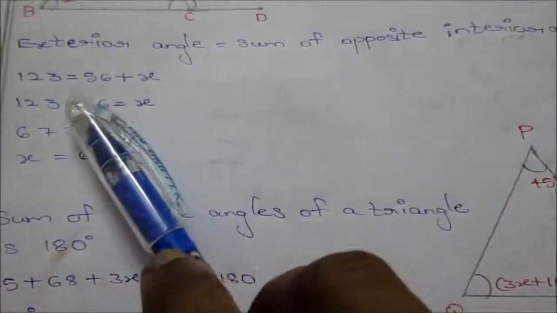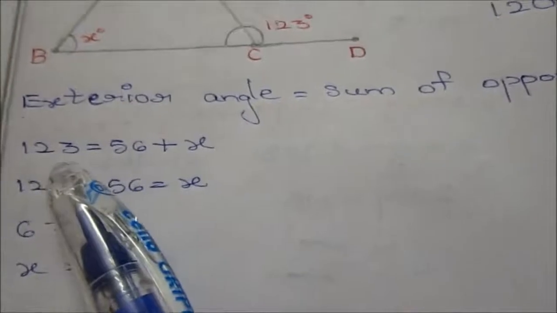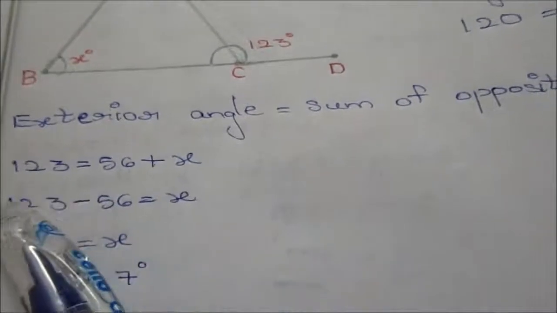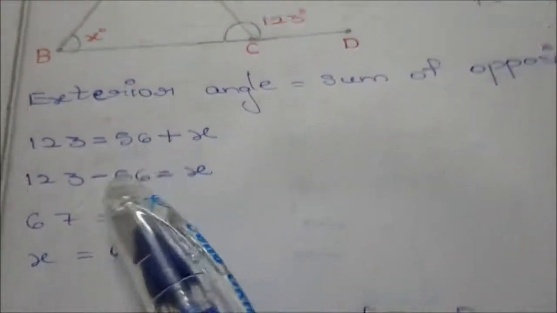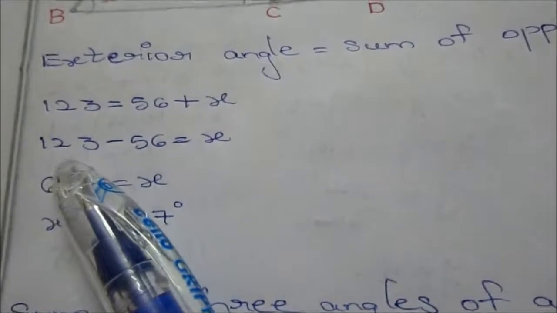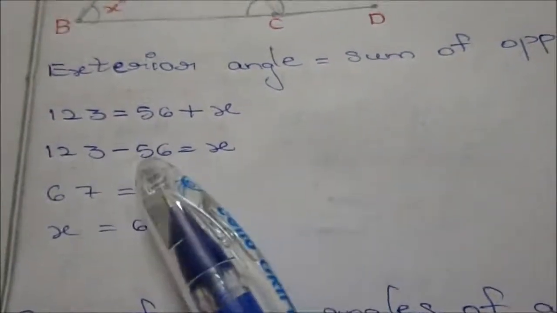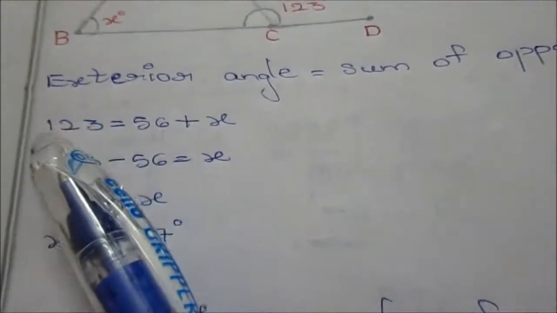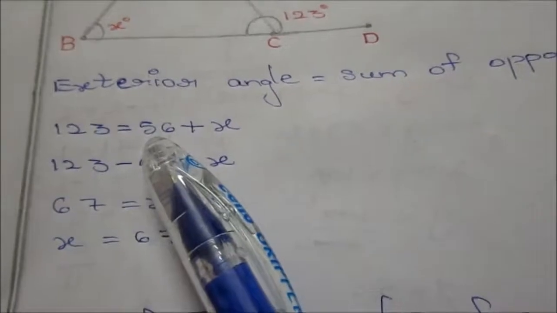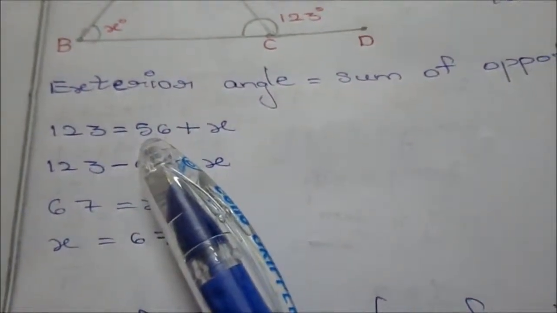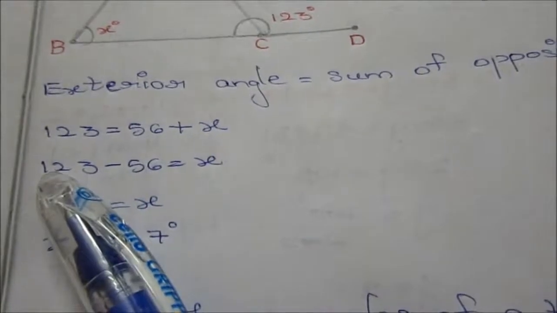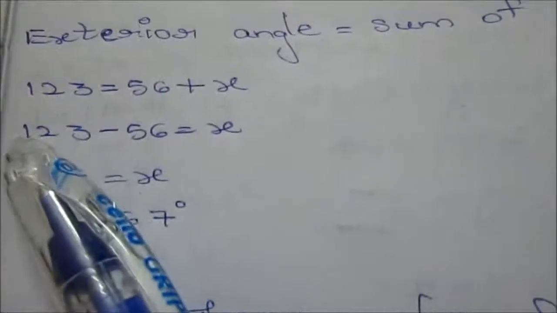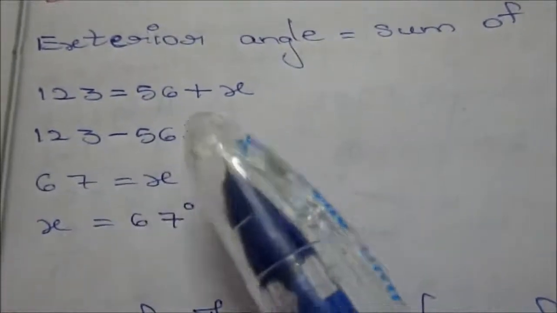Here the exterior angle is 123 degrees. One interior angle is 56 and one more interior angle is x. So 123 degrees equals 56 plus x. Here we want only the x value. That's why we are transposing this 56 to the opposite side of the equal sign. So here 56 is plus 56. When we transpose a plus value to the opposite side, it changes to negative. So 123 minus 56 is equal to x.